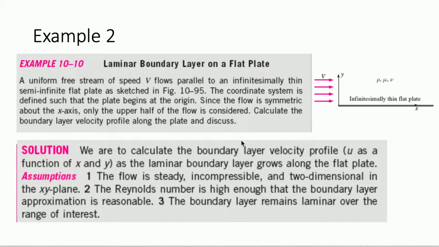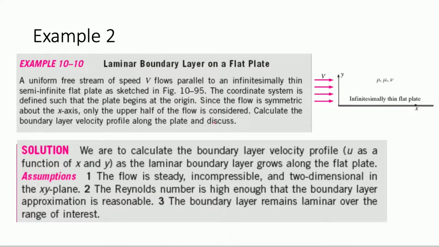So this is example number 2. Laminar boundary layer on a flat plate. A uniform free stream of speed V flows parallel to an infinitesimally thin semi-infinite flat plate as sketched in this figure. So this is the flat plate. The coordinate system is defined such that the plate begins at the origin. So this is the y-axis, this is the x-axis, and the flow is from the left to the right.